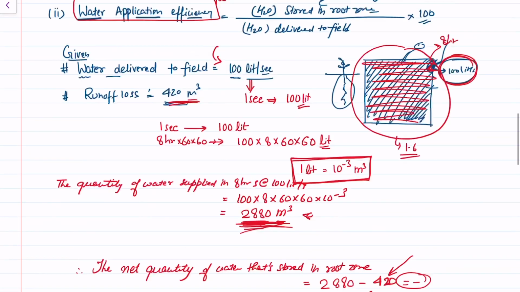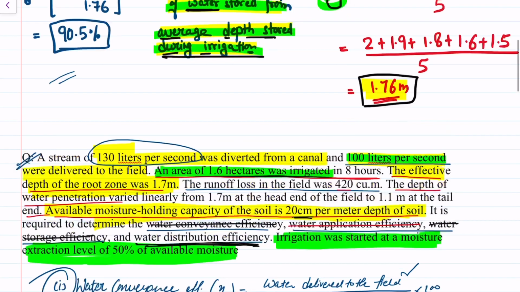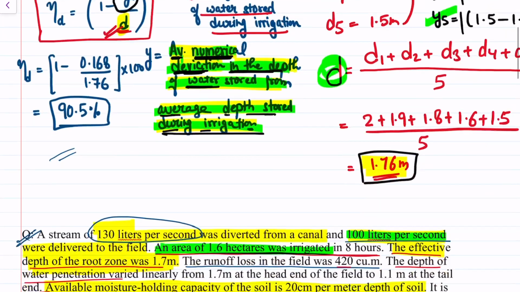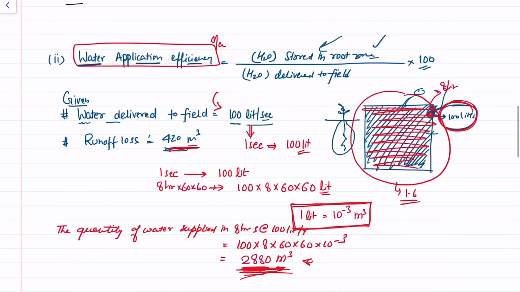Then the last part is we have to find out the water distribution efficiency, and we have already done a numerical on the water distribution efficiency in the previous lecture. Here the values given to us: the depth of water penetrates linearly from 1.7 meter to 1.1 meter. The formula for water distribution efficiency is 1 minus y by d, correct? Where d is the average depth of distribution of water.